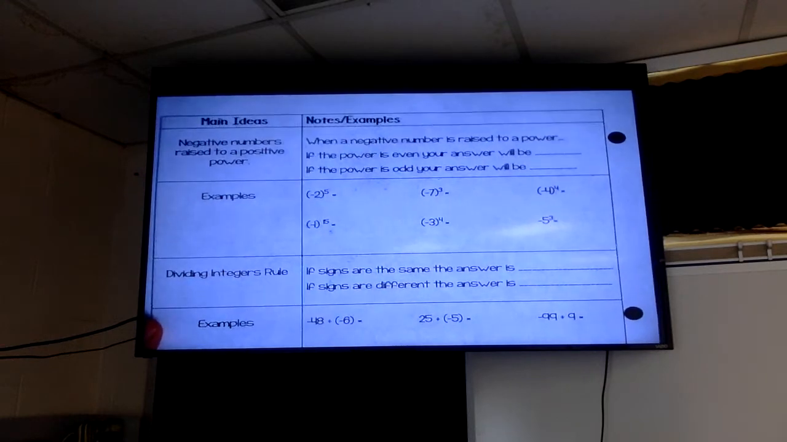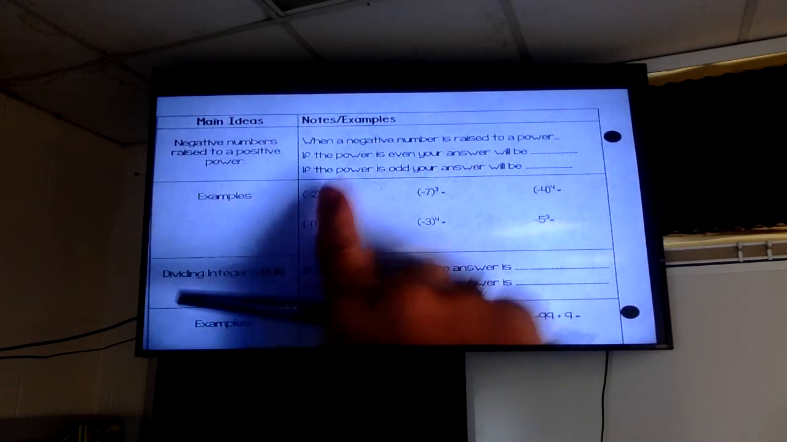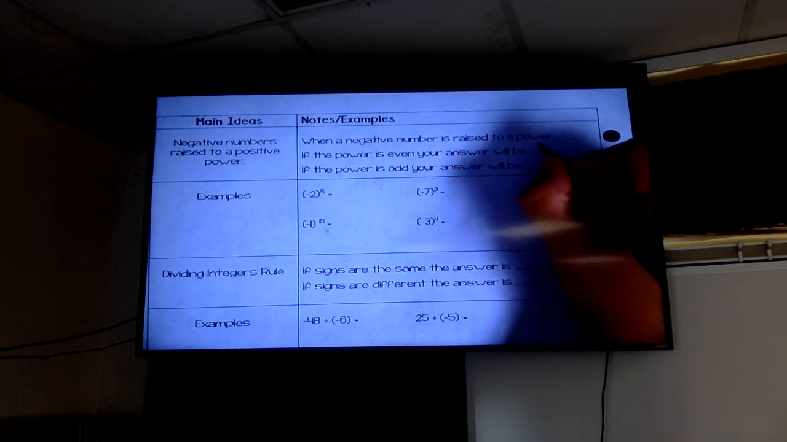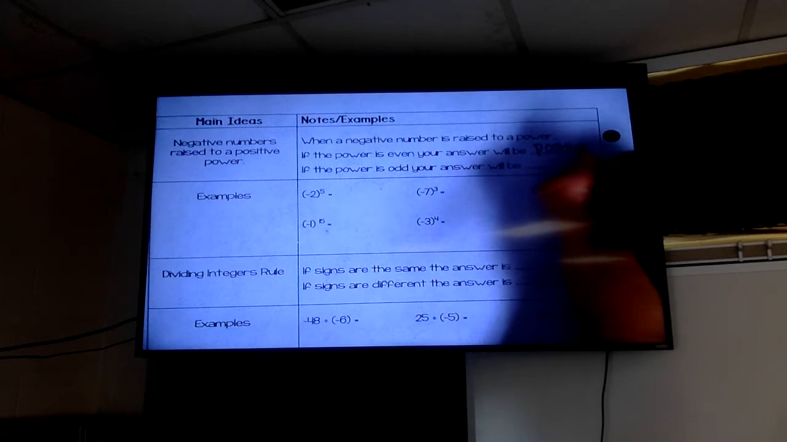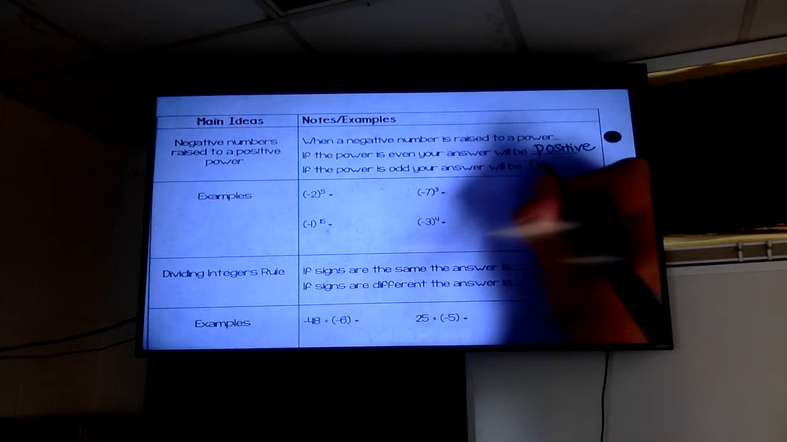Something that goes along with multiplication is when we have numbers raised to a positive power, and we'll only deal with positive powers this year. So it says when a negative number is raised to a power, meaning a negative number is in the base, if the power or the exponent is even, your answer will be positive. If the power is odd, your answer will be negative.